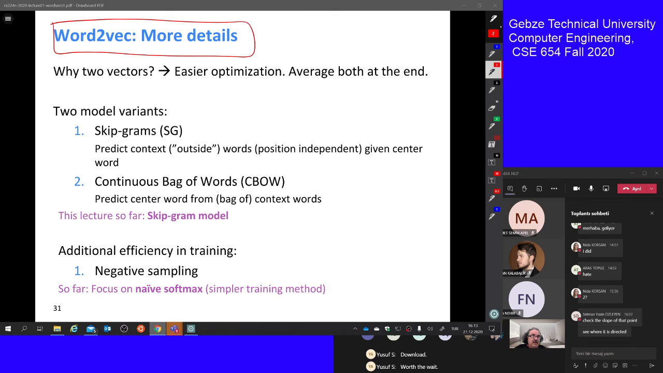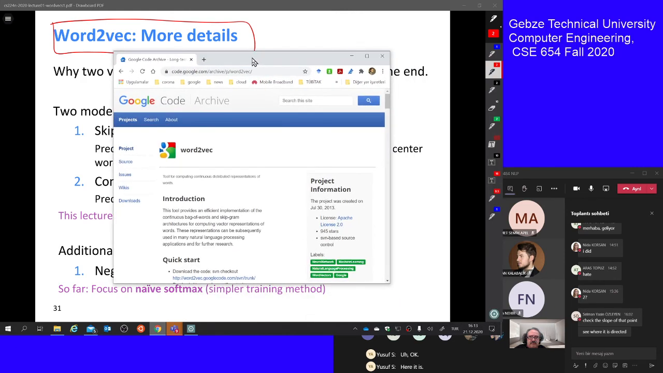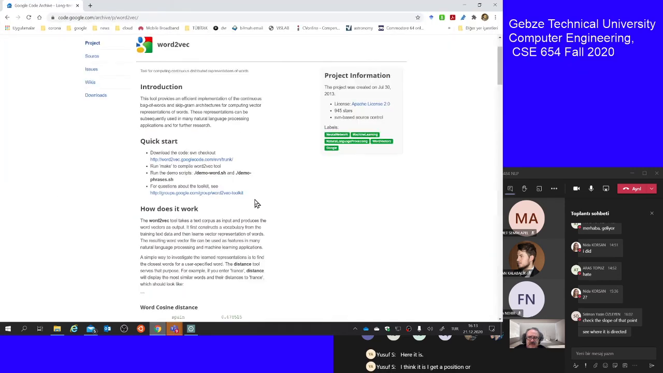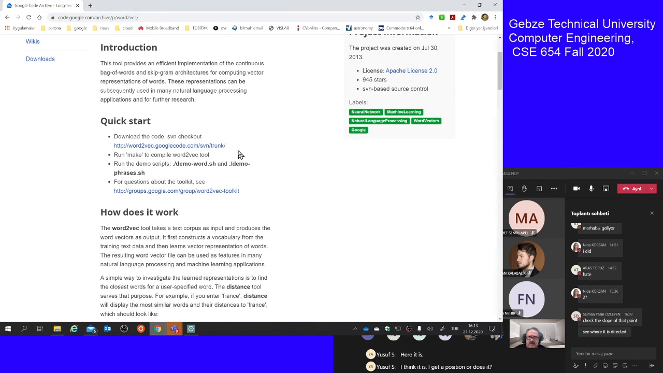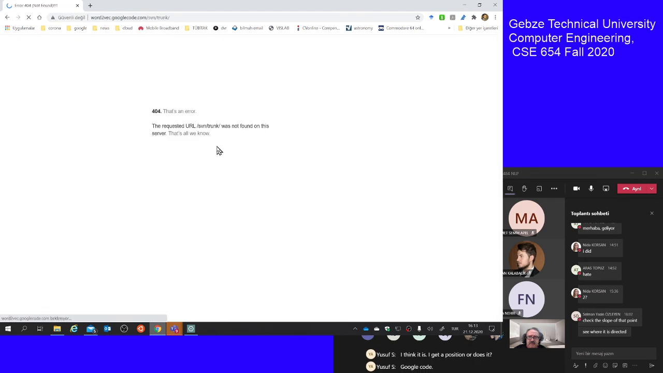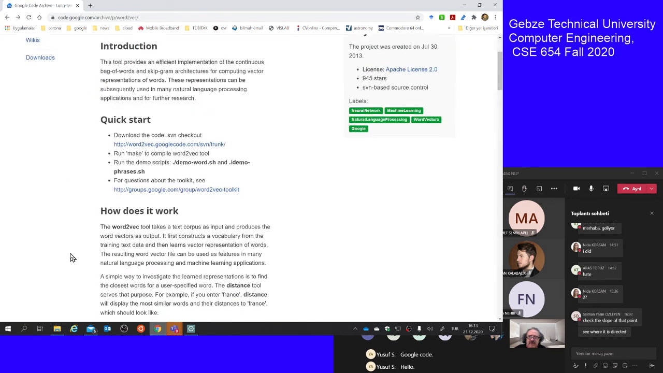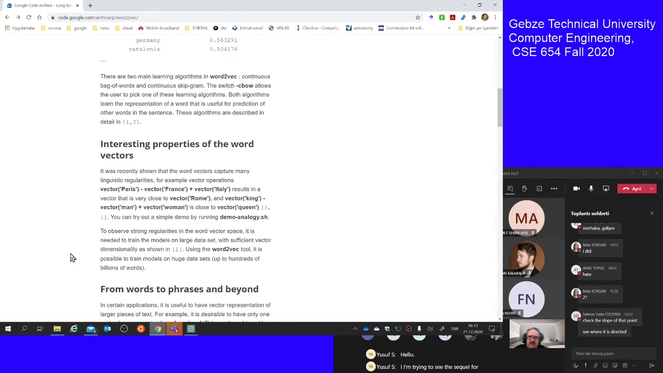Okay, here it is. I think it has a GitHub repository, or does it? Google code. I'm trying to see the C code for it.